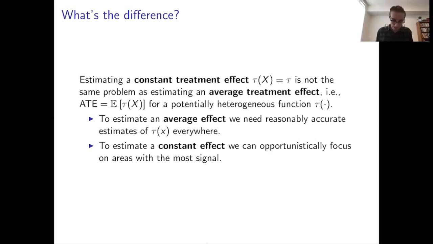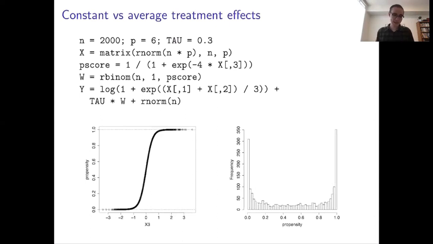So to see this play out in an example, here's a simple simulation. The salient part here is that first, the treatment effect is constant. It's everywhere 0.3. So if you know that the treatment effect is constant, you can just run methods for constant treatment effects. But if you don't know that the treatment effect is constant everywhere, and you wanted to estimate an average treatment effect, then you'd do something else.